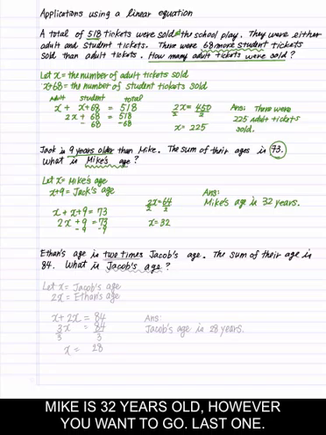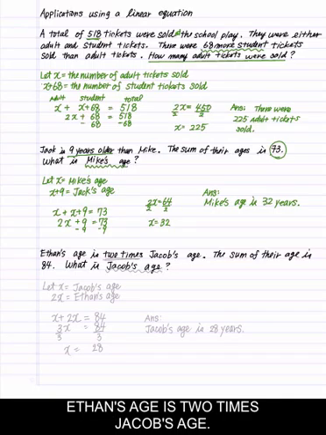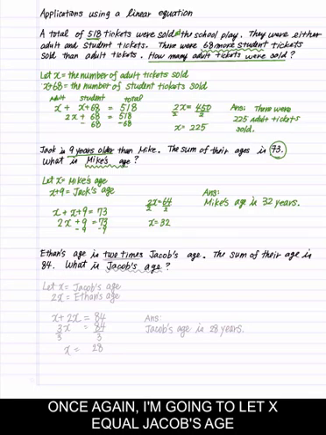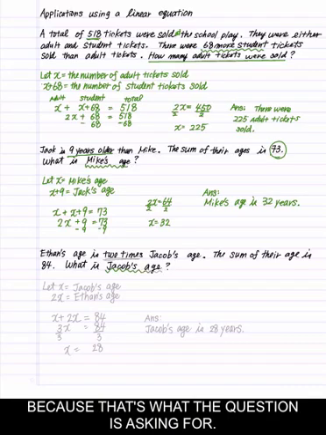Last one. Ethan's age is 2 times Jacob's age. The sum of their ages is 84. What is Jacob's age? Once again, I'm going to let x equal Jacob's age because that's what the question is asking for.